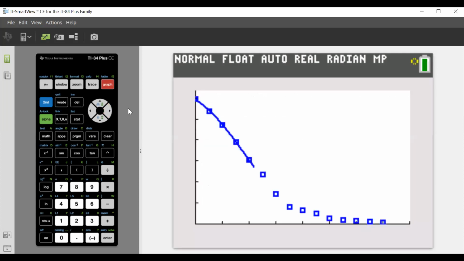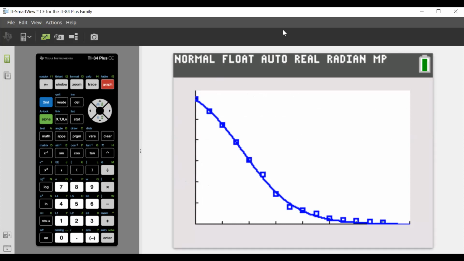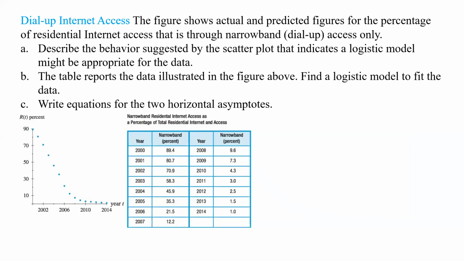Now let's look at our graph. Okay, so that's what it looks like. That looks good. And so what we've done is we've now found a logistic model, and so we need to write that down. And then we need to write the equations for the two horizontal asymptotes. So once we write down our equation here, then we can write the asymptotes pretty much directly from that.